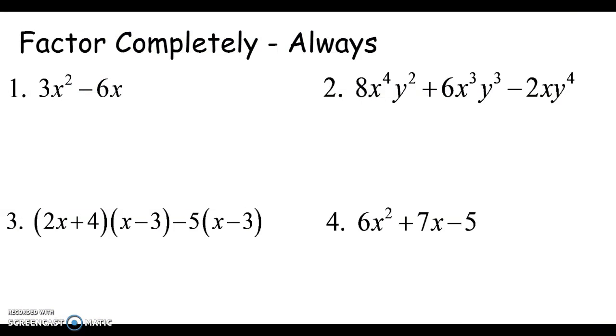Factor completely. Always factor completely. So the first thing you want to do is look for that common term. So if I have 3x squared minus 6x, I can first take out a 3x. And then what am I left with? It's really like thinking about dividing each of these terms by 3x. So if I take a 3x out of 3x squared, I'm just left with x. And then a 3x out of 6, I'm left with 2. x minus 2.